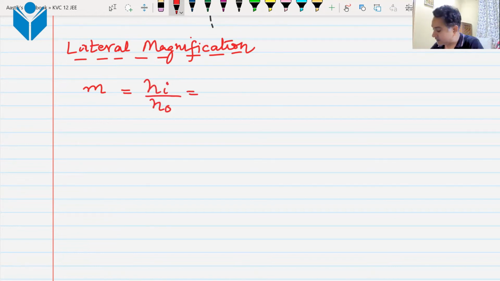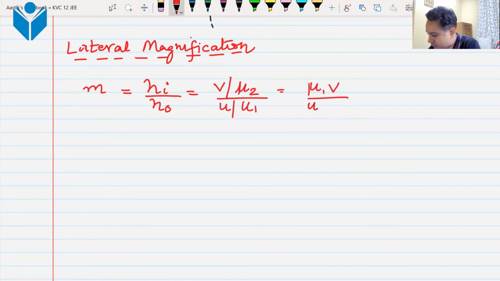And what does the formula come to? It comes like this: V divided by mu2, divided by u divided by mu1. So either you can remember it this way, or you can remember it this way: mu1 times v divided by mu2 times u. Remember, the formula is with proper sign convention. V and U must be used with proper sign convention.